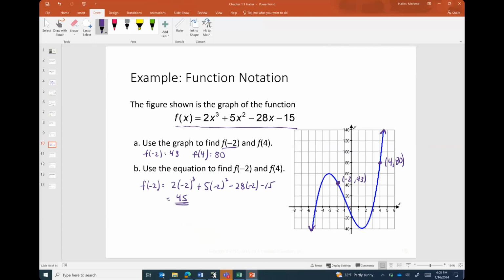Okay, so our estimate here was close, but not exact. The equation gave us an exact answer. Right, what about f of 4? Same thing, plug 4 into that equation for x.